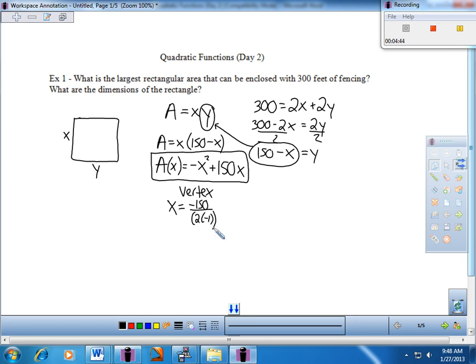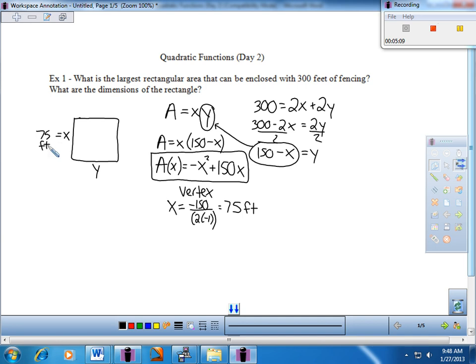Everyone okay with that? So negative 150 over 2 times negative 1. And so the x value here, of course, is going to be 75, and I'm going to throw a little feet on the back. So really, look, that was pretty quick, right? Didn't even need a calculator for it. And so I have now that the x value should be 75 feet in order to maximize it.